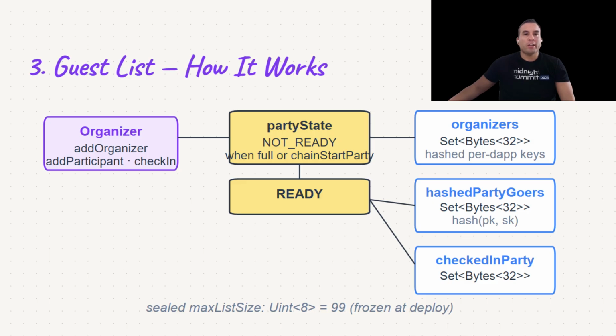The first is organizers, the people with admin rights. The second is hash party goers, the guest commitments. Think of those as sealed envelopes with cryptographic fingerprints on the outside. You can tell there's an envelope there, but you can't see inside. The third is check in party. This starts empty and fills up as guests actually show up, because that's when we crack open the envelopes. And off to the side, our seal max list size, set to 99 at deploy, frozen forever.